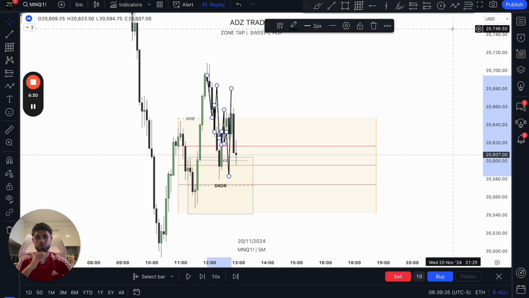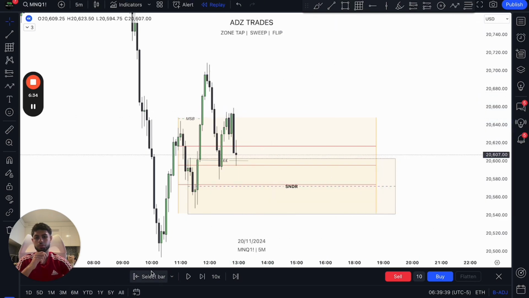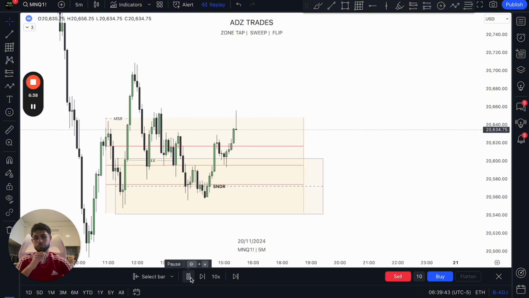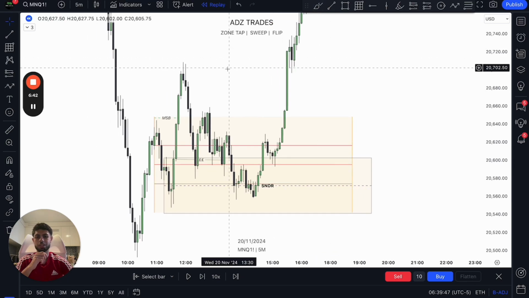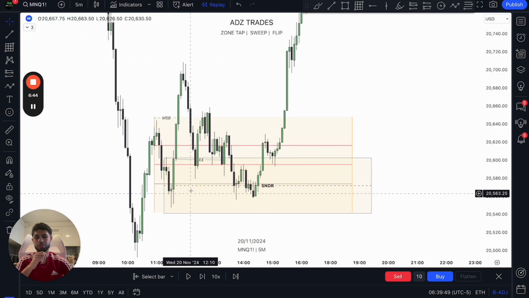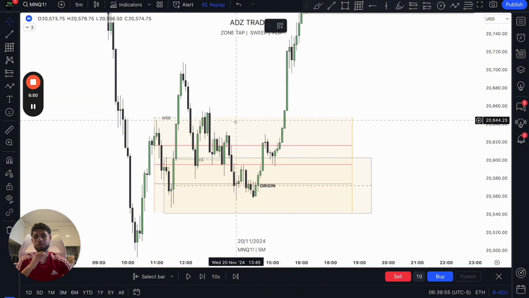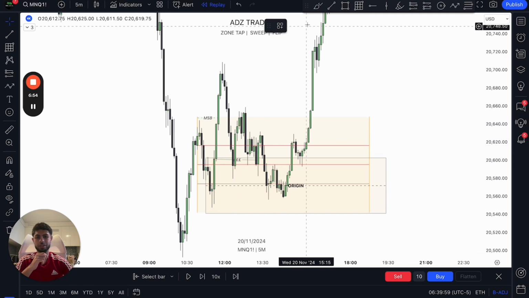I'll delete all these drawings. Right, you can see we did get a deep retracement into this zone, respected our protected low, came to 50% of this origin, not S&D, and then continued higher. So by knowing that, you won't get faked out, especially here in these fake flips. We get fake flips and then we dump.